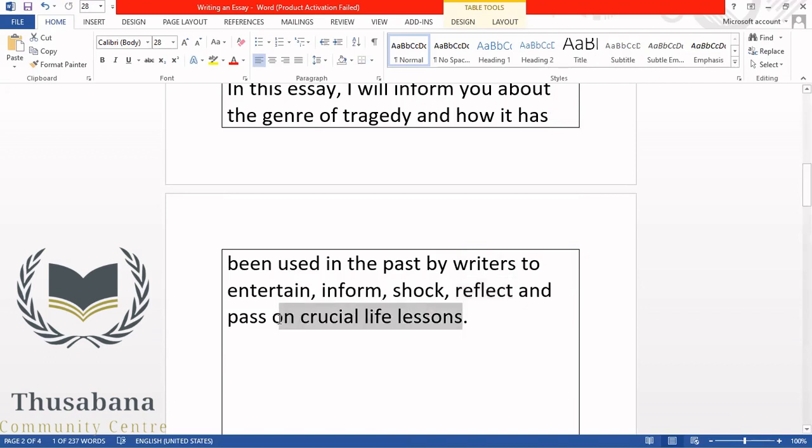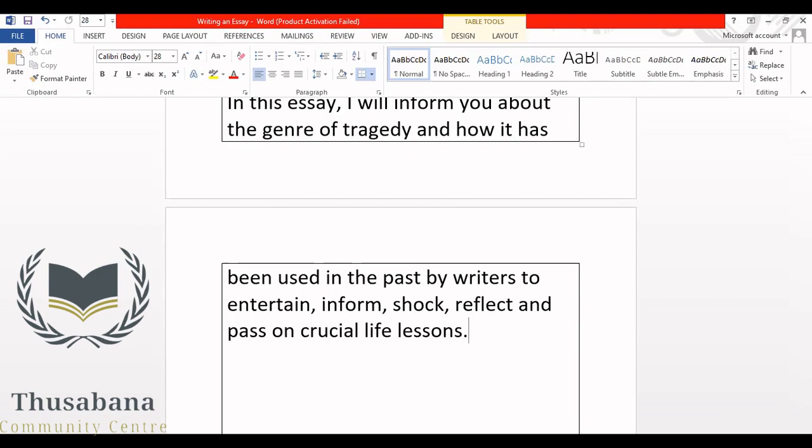Now, passing on crucial life experiences and lessons: what can you take from this tragedy, Romeo and Juliet, and apply it in your life? Is there anything that you looked at and you feel like, yo, what's so wrong with this thing, Romeo and Juliet? Okay. You don't necessarily have to answer it now, but that's how you should think about it.